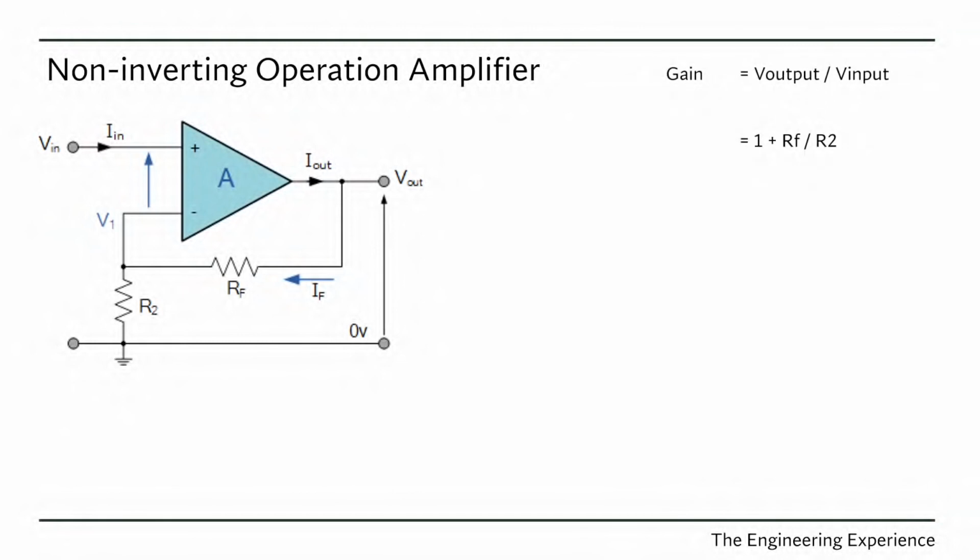The gain for this type of amplifier is very simple. Gain itself is how much the voltage changes per input, and we can calculate the gain for a configuration like this using the equation 1 plus RF over R2.